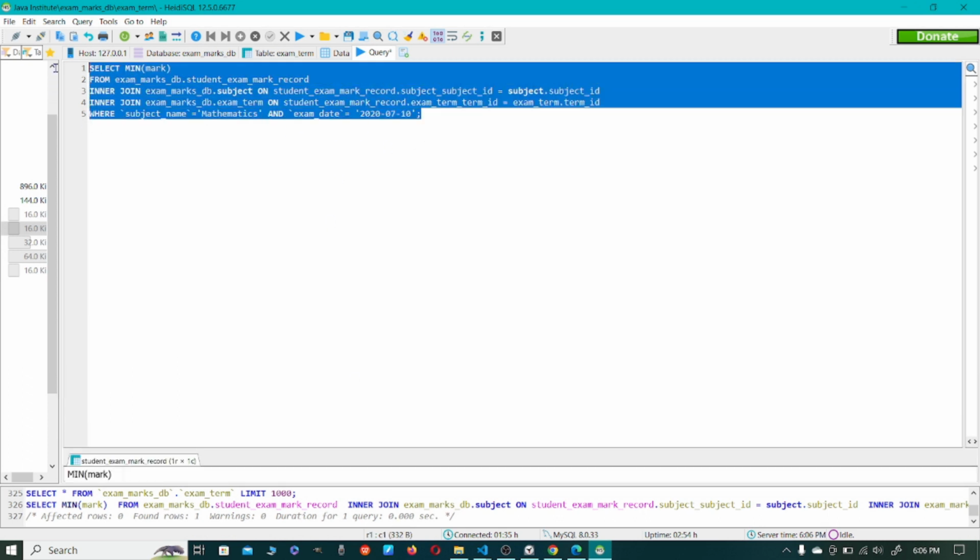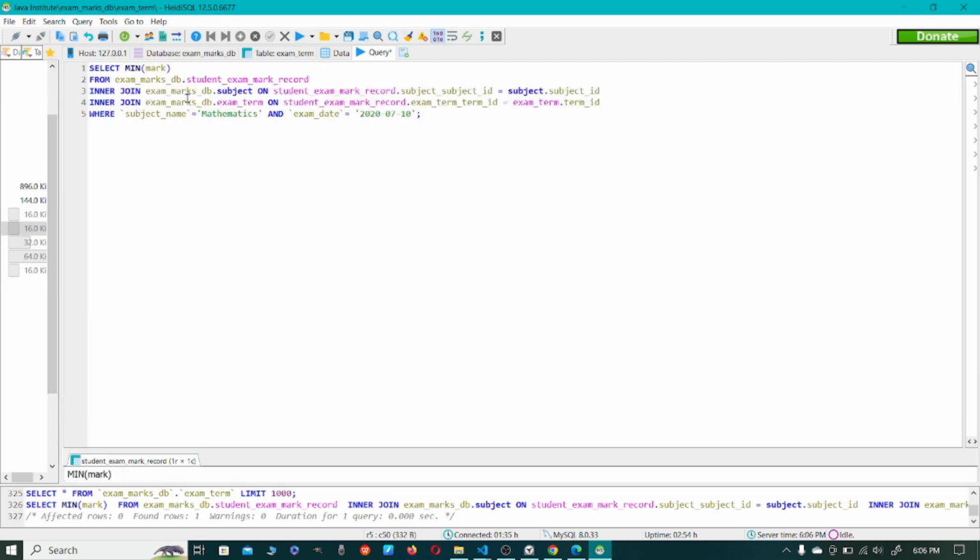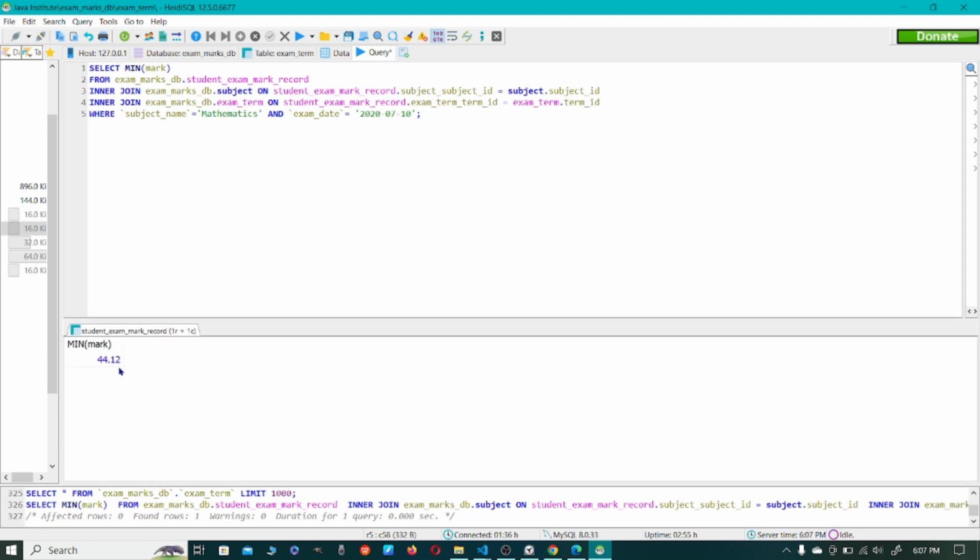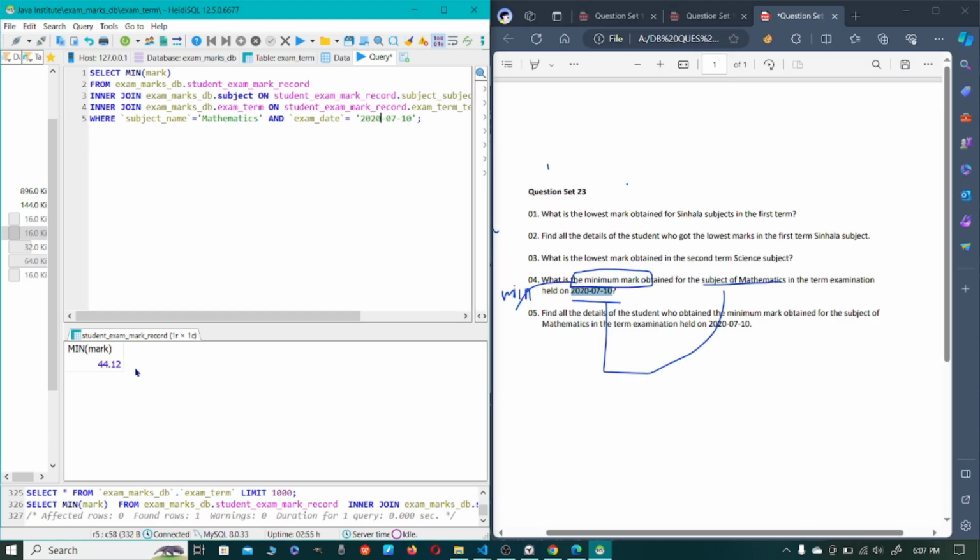So now you are looking at the fourth query. We have inner joined three tables as we did previously. I have executed the query. Now I will show you the answer. This is the answer. The answer is 44.12. And let's see the next question. The next question would be 5.